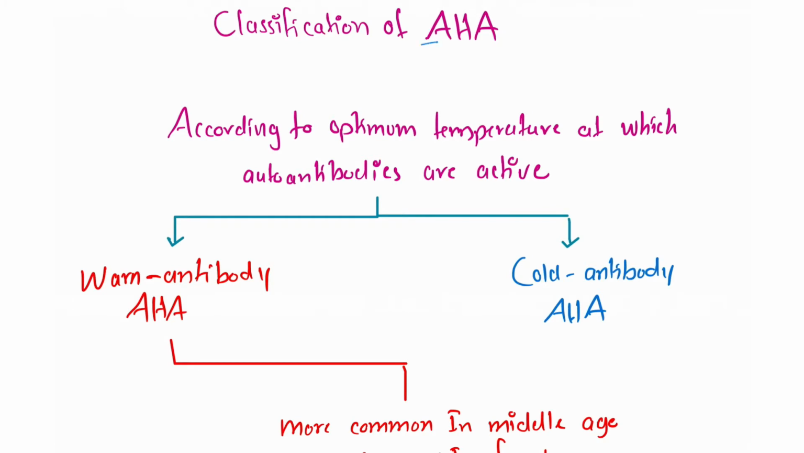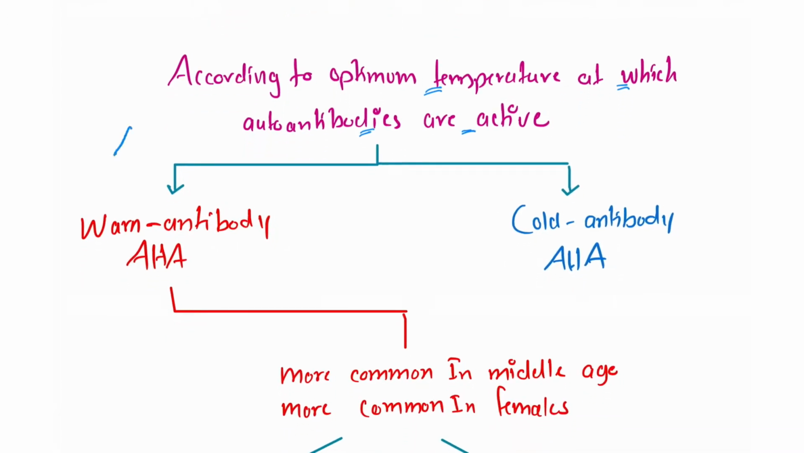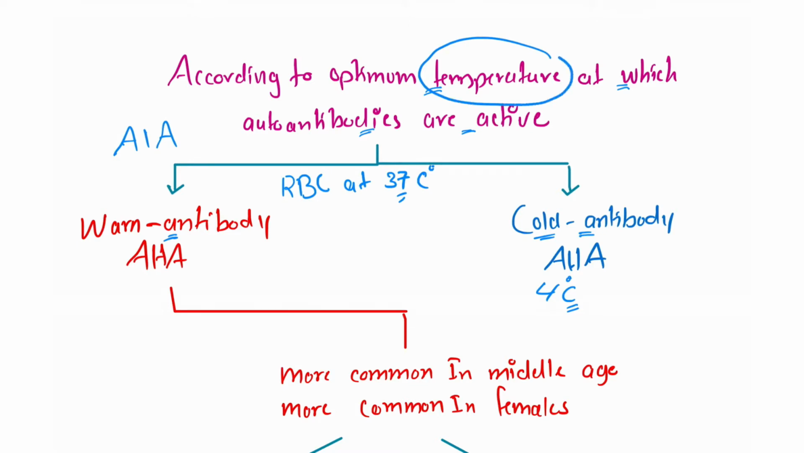A classification of autoimmune hemolytic anemia. It could be classified according to the optimum temperature at which autoantibodies are active. What do we mean by that? In autoimmune hemolytic anemia we have two types of antibody. Either warm antibody, which binds RBC at 37 degrees Celsius, while cold antibody binds the surface of RBC at 4 degrees Celsius. So we will divide the types of autoimmune hemolytic anemia according to the temperature at which the autoantibody is active into warm antibody autoimmune hemolytic anemia and cold antibody autoimmune hemolytic anemia.